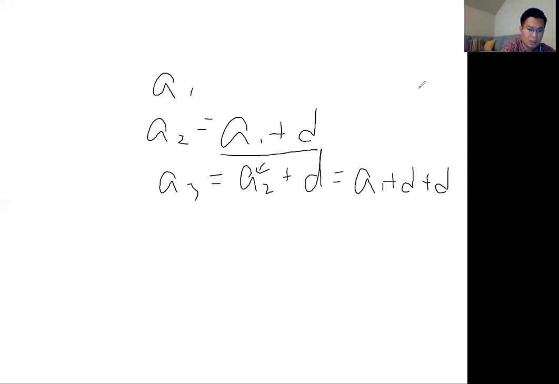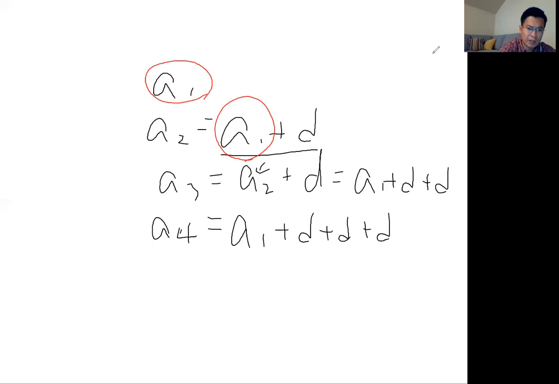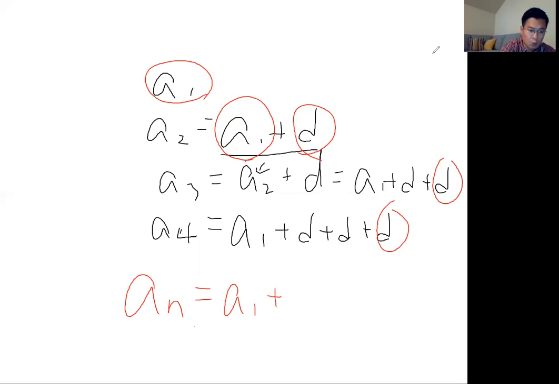So we keep adding d more. Then the next, a4, becomes a1 plus d plus d plus d. Which means we can see the pattern: once you put a1 in the beginning, we're adding d every single time. So we can think of it as the general form: an equals a1 plus (n minus 1) d. You add n minus 1 times, because for the first term we don't count d, but ever since then we're actually adding d. So that's what the formula is.